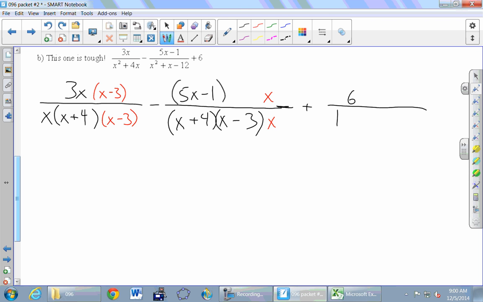Okay, what do we notice about those two denominators now? They're the same, wonderful. This last denominator is a 1. It's missing everything. So let's give it everything. Alex? Okay, so it gets an x and an x plus 4 and an x minus 3. And then at that same instant, upstairs, all the stuff. And just to be consistent, I'll throw parentheses around the 6, just like I threw parentheses around the 5x minus 1.